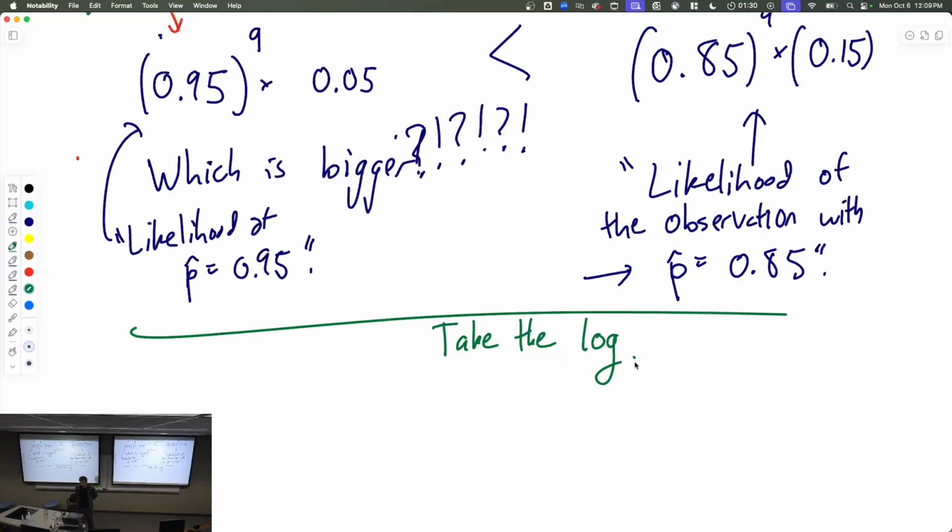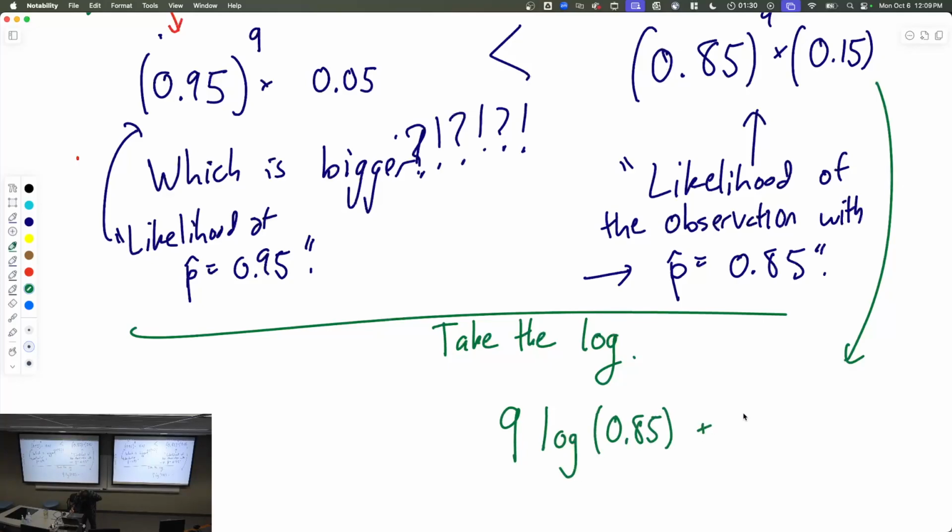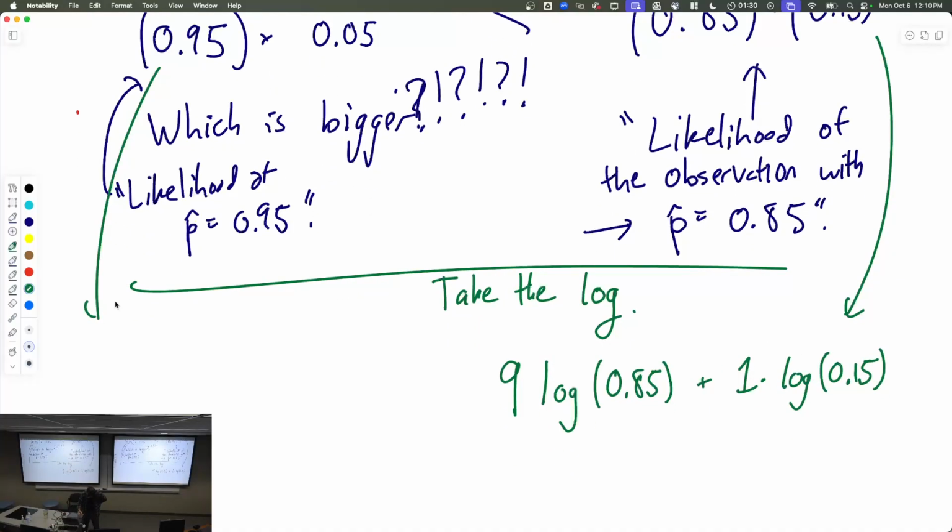And it doesn't really matter what base we use. We're just doing a trick to make things a little bit easier to calculate. If you take the log of this number, it's quite nice. It's 9 times the log of 0.85 plus 1 times the log of 0.15. And then this one would be the same kind of thing: 9 times the log of 0.95 plus 1 times the log of 0.05.